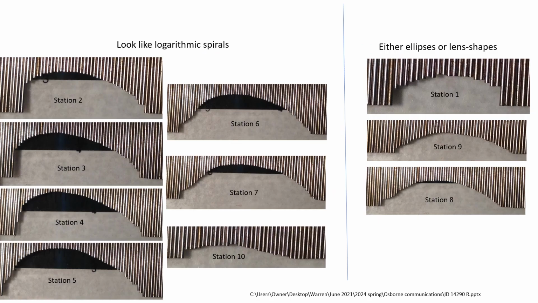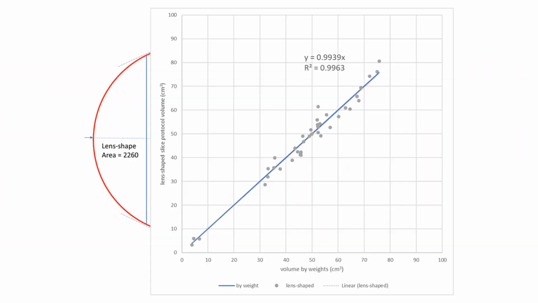In summary, my little contraption showed that more than half of the cross-sections have log spiral shapes, while 3 look like either ellipses or lenses. Now, I'm not sure that I really need to dust off my calculus book just yet and try fooling around with fitting my data to log spirals. After all, my lens shape assumption does a pretty good job of estimating volumes.